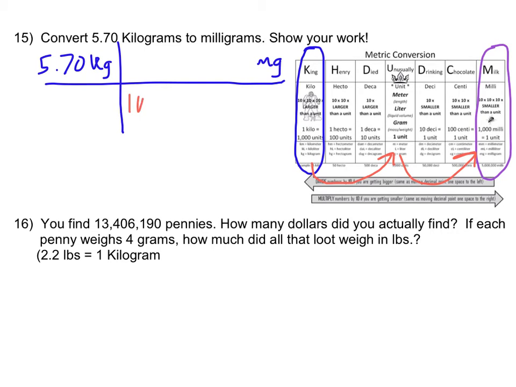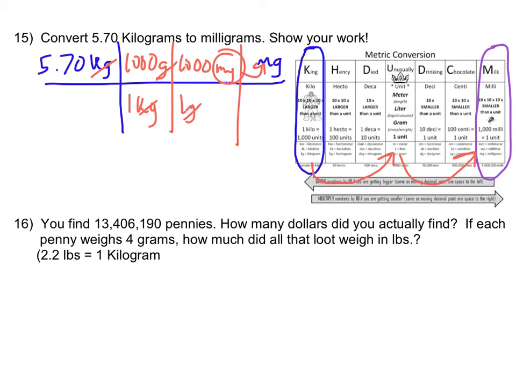So in 1 kilogram, there are 1,000 grams. Kilograms cancel. I'm left in grams, still not satisfied. And I'm going to go from grams to milligrams. Well, I know that in 1 gram, there's 1,000 milligrams. Grams cancel, I'm left with milligrams.